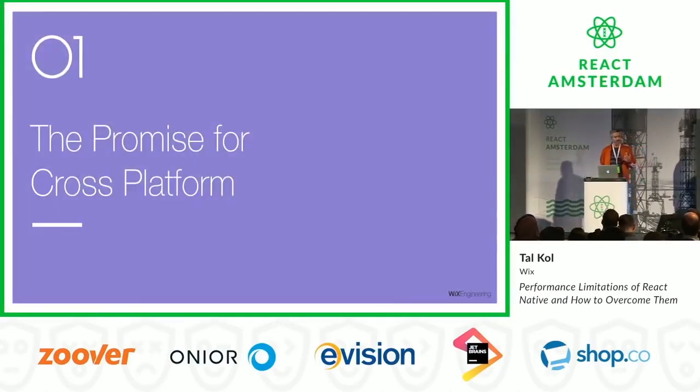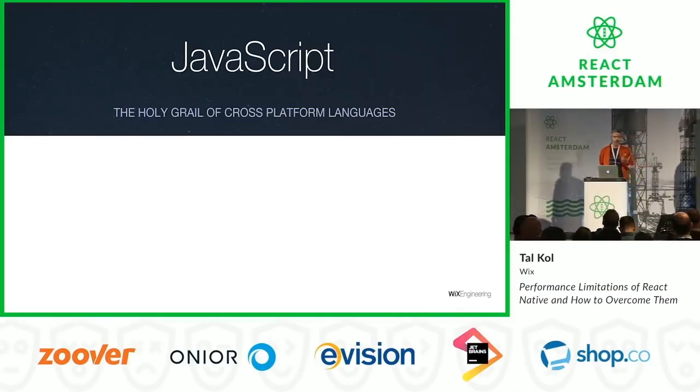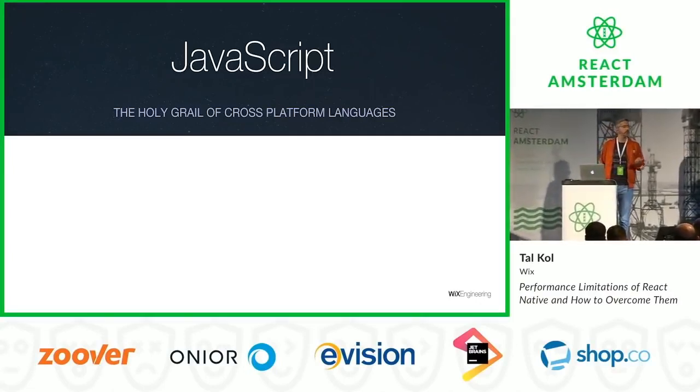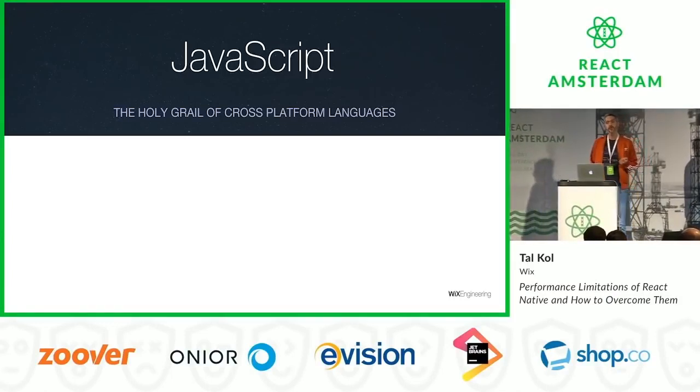So, the promise of cross-platform. From the dawn of mobile, we've been hearing about cross-platform. There are many, many benefits to doing cross-platform. We want to share our skill sets. We want to share our knowledge. We want to share our code between iOS and Android, between mobile and the web. We want to be more productive. I think we want to develop faster. And JavaScript, of course, among all solutions, is the holy grail of that. Why is that? Because JavaScript is the only language that will let you conquer iOS, Android, and the web.